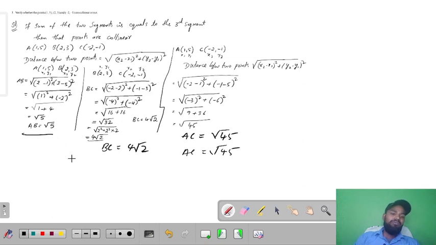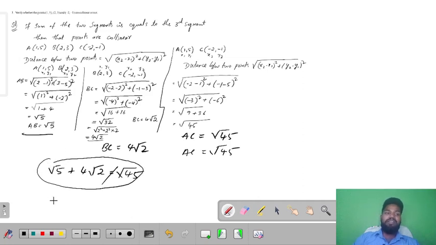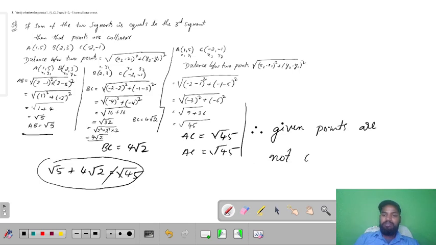So if you do the sum, is root 5 plus 4 root 2 equal to root 45? No, right? So the sum of the two segments is not equal to the third segment. Yes or no? Yes. So we will say that the given points are not collinear. So this is your answer.